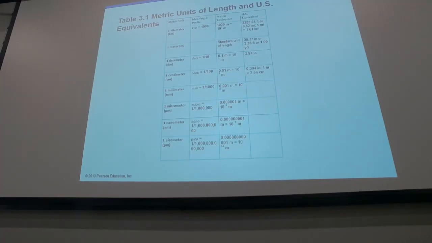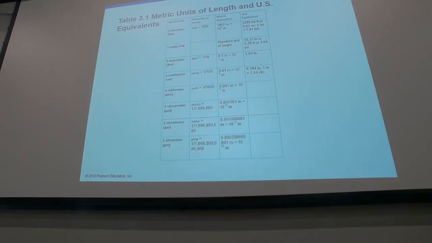So for instance, a kilometer, which is written km, has the prefix kilo, which means 1,000. So a kilometer has 1,000 meters, as you can see here, or 10 to the power of 3 meters. The equivalent of 1 kilometer is 0.62 miles. So in 1 mile, we have 1.61 kilometers.